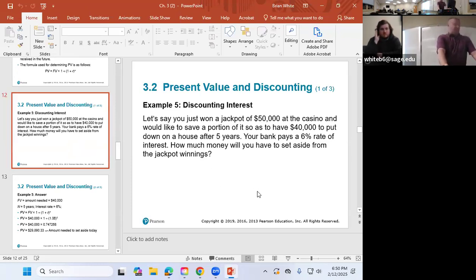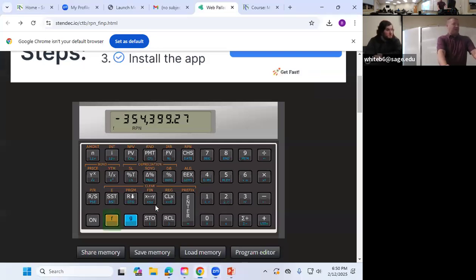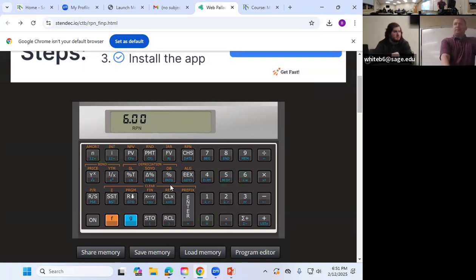So go for it. Walk me through typing this in on the calculator. So clear it, and then we're going to put in, what was the number? It was 40,000 for future value. Okay, and then it's 5 years, 6%. And what are we solving for? We're solving for the present value.